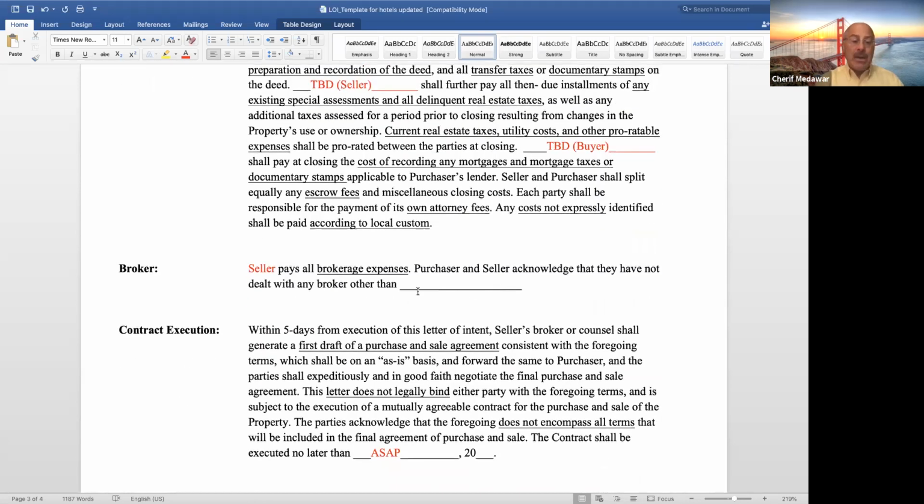Broker: seller pays all brokerage expenses. Purchaser and seller acknowledge that they have not dealt with any broker other than X. If you each have a broker, one representing the seller, one representing the buyer, which is the listing broker and the buyer's broker, that's all right. Still, the seller will pay. Actually, the buyer pays because the buyer has to pay X. It comes to the seller has to pay the broker, the listing broker has to pay the buyer's broker. It's all paid by the buyer anyway, but actually we call it the seller pays XYZ, and it's really a burden has to be paid by the seller.